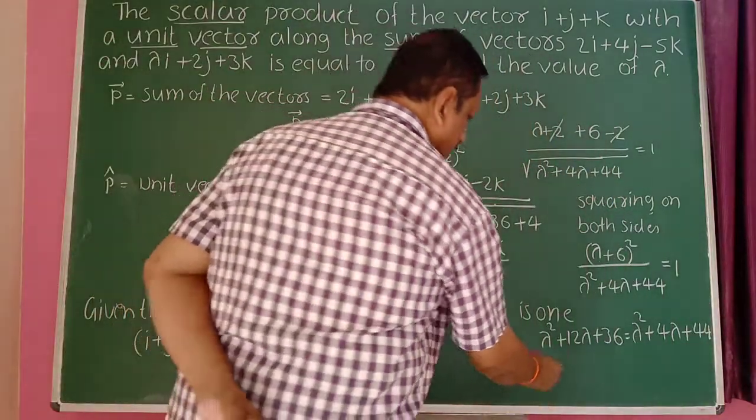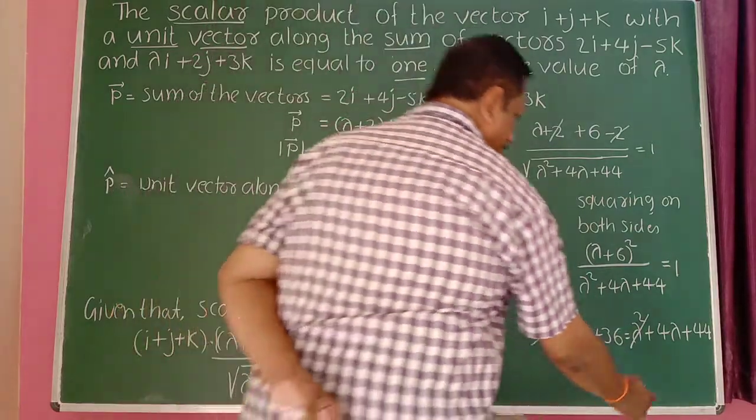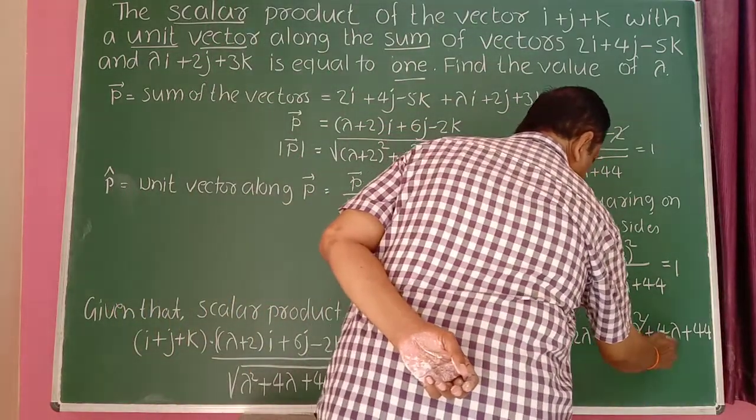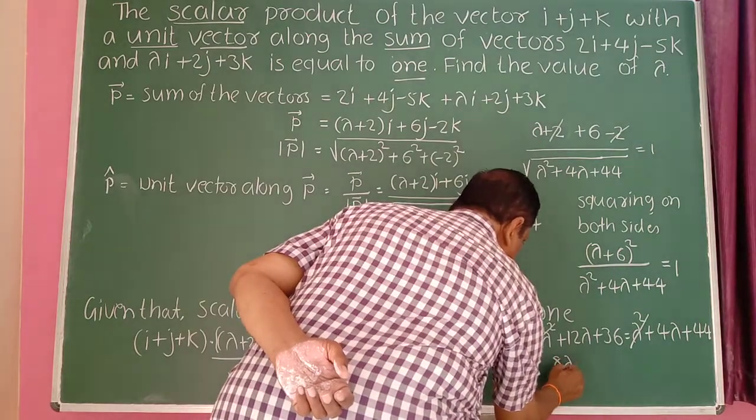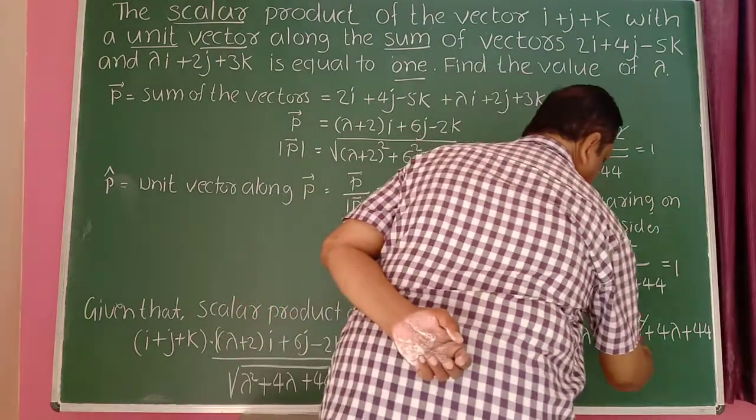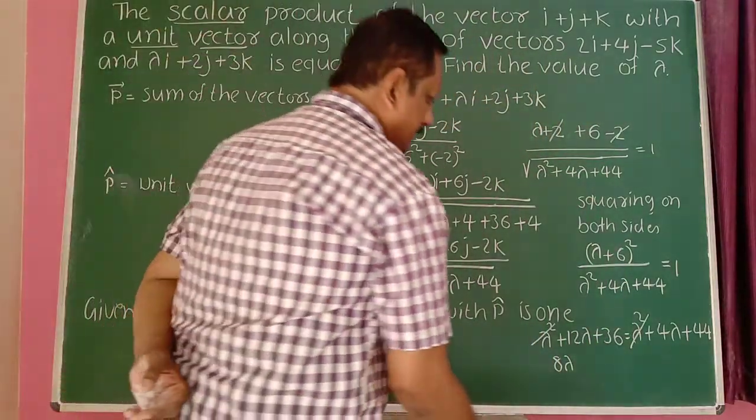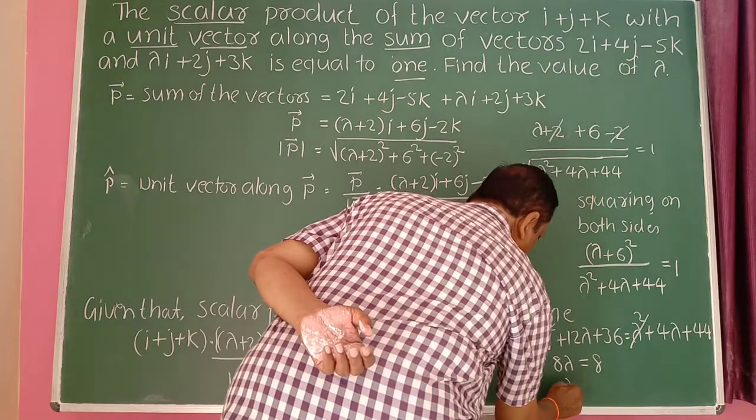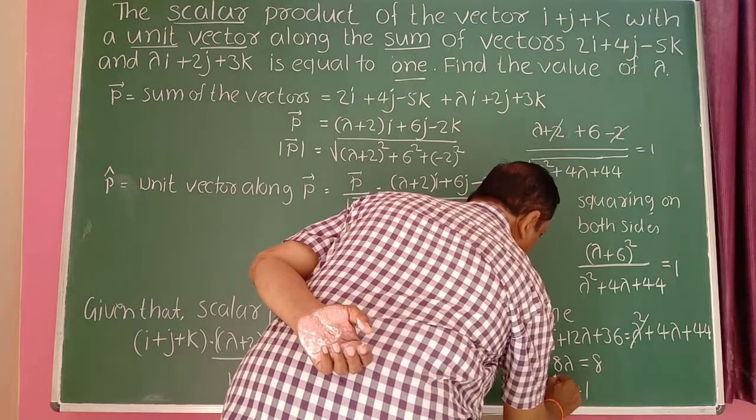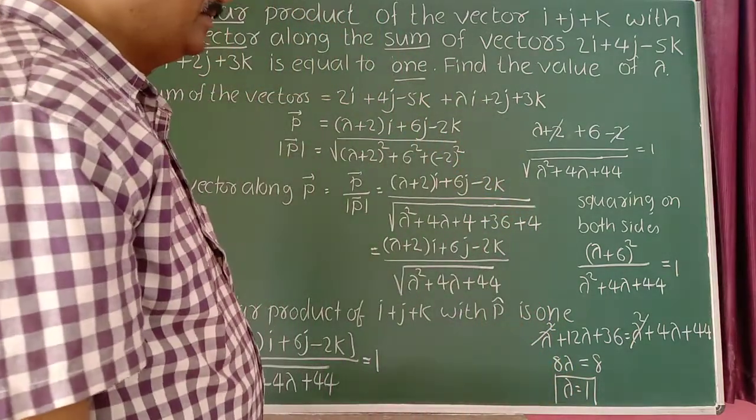Then lambda squared and lambda squared cancel. Take 4 lambda to this side: 12 minus 4 gives 8 lambda. Take 36 to the right-hand side: 44 minus 36 is 8. Therefore, the value of lambda is equal to 1. So 1 is the answer.